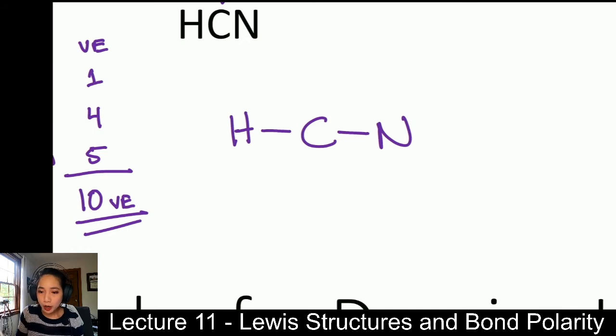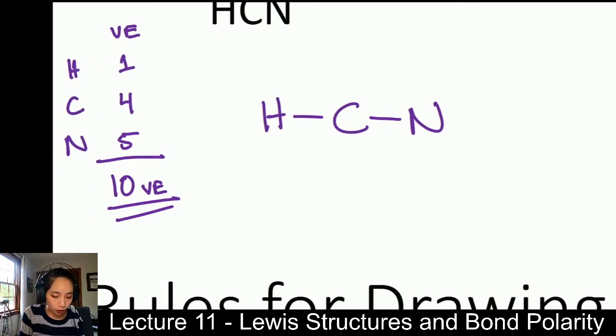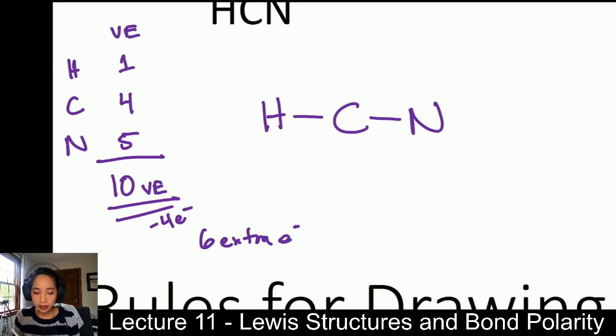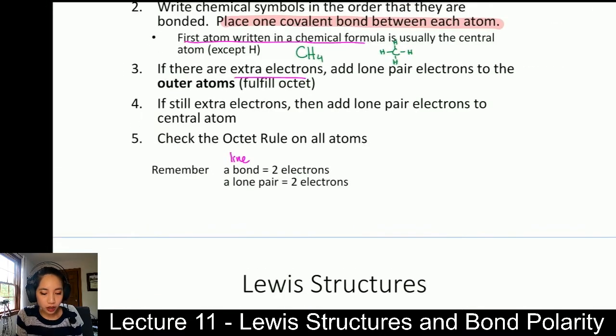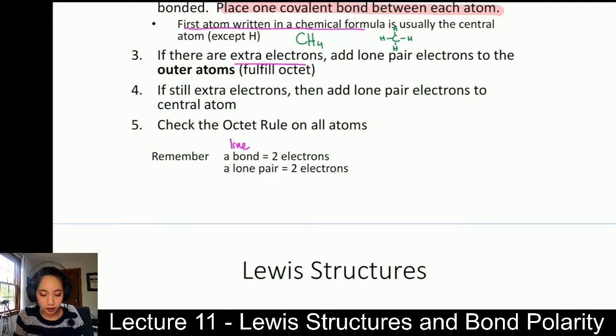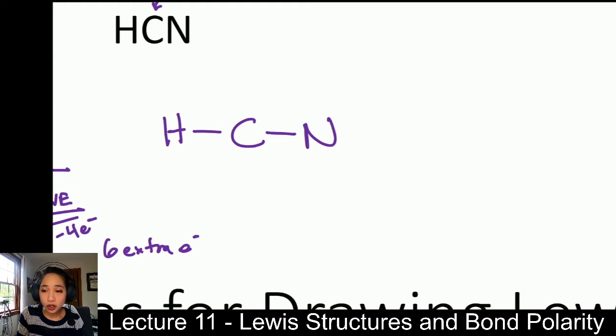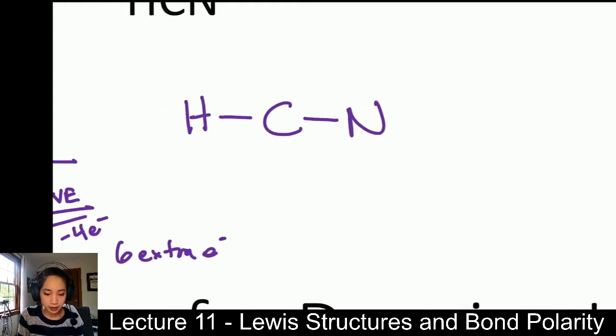So I've placed 2 bonds down, so I have used up 4 of my electrons, so I have 6 extra electrons that I have to place. All right, so now we move on to step 3, which is place extra electrons as lone pairs to the outer atoms first to fulfill those octets. So let's start putting electrons on those outer atoms, and we have 6 to place. Remember, hydrogen doesn't need any more electrons, so we're not going to place any additional electrons on hydrogen.